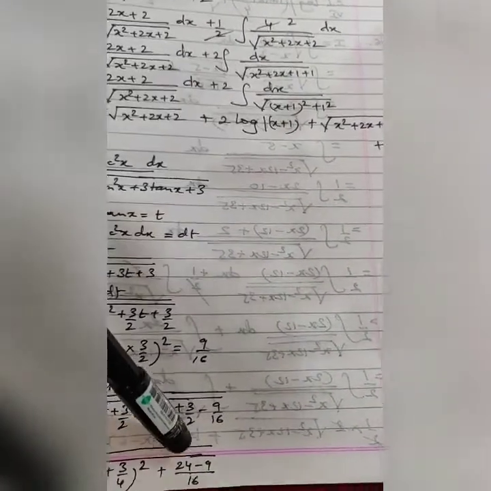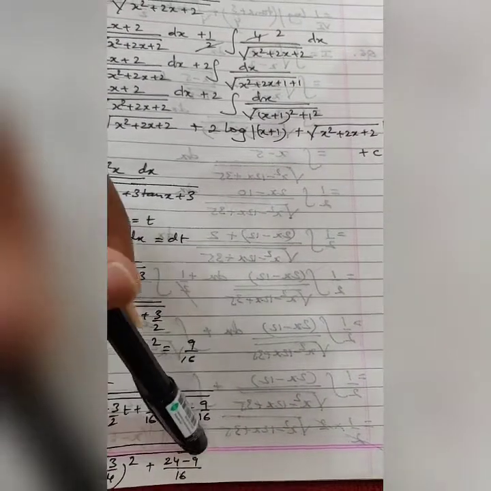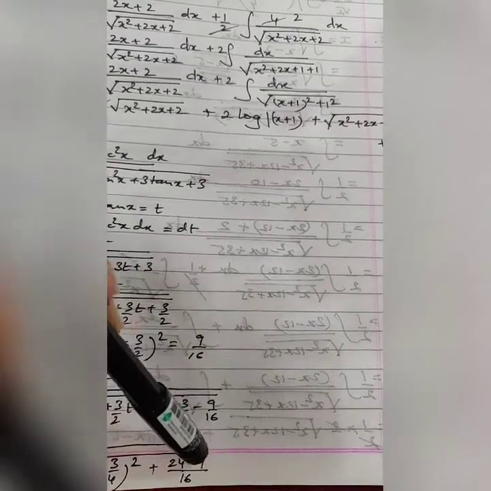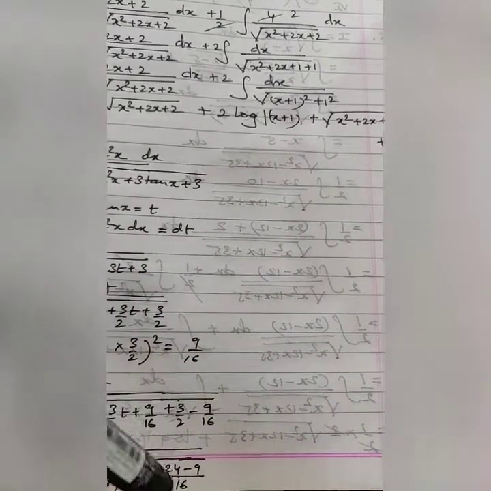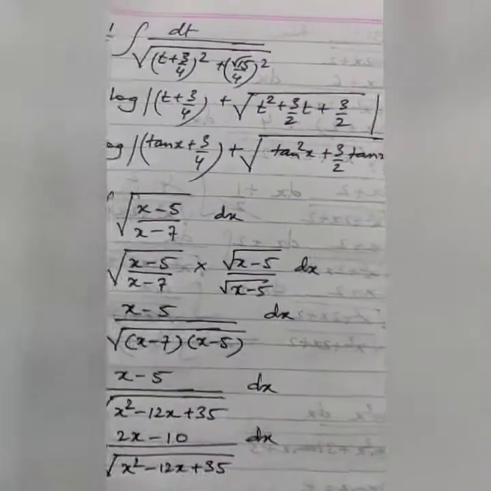The LCM is 16. So you'll have to multiply this 3 by 8. So that's 24 minus 9 over here. So 24 minus 9 will become 15. So that will be 15 by 16 or root 15 by 4 the whole squared. That will happen in the next step.